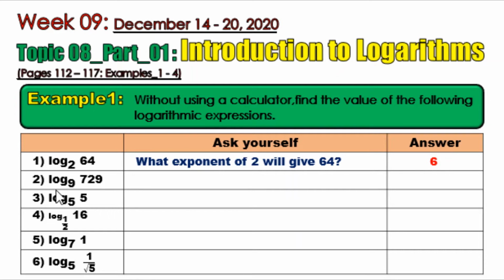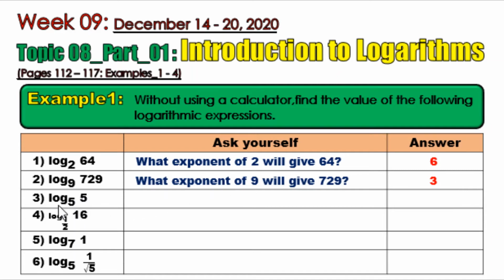Number 2, we have logarithm of 729 to the base 9. What exponent of 9 will give 729? What do you think? The answer is 3. So we have logarithm of 729 to the base 9 is equal to 3.